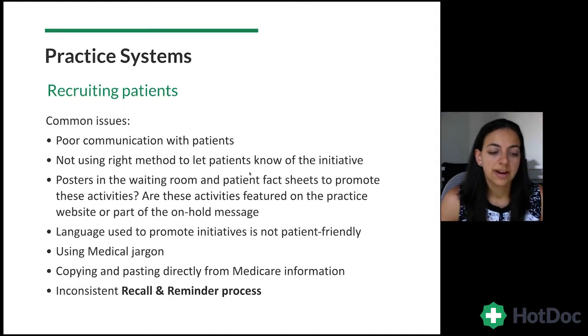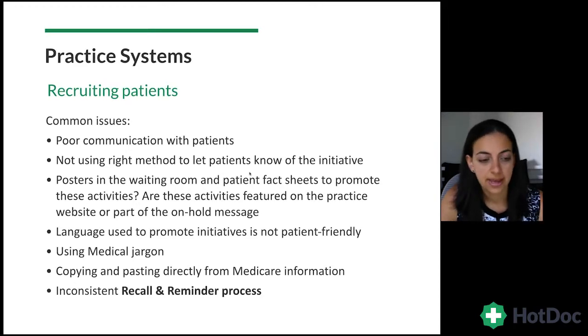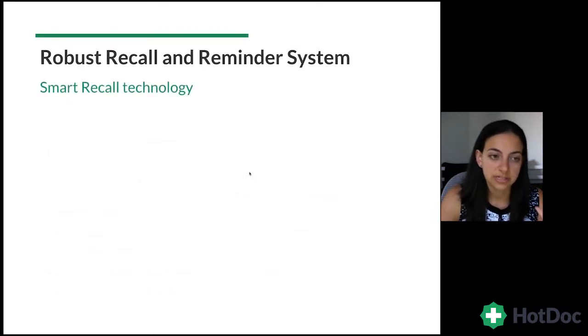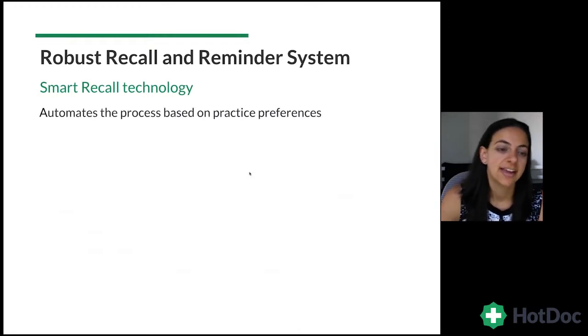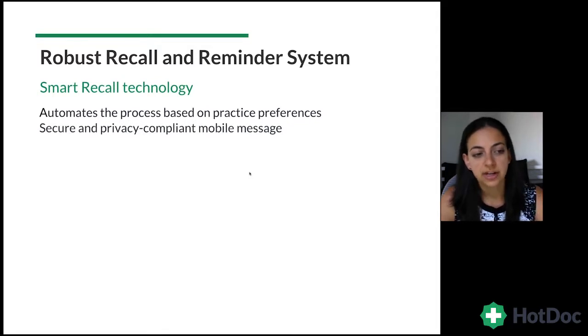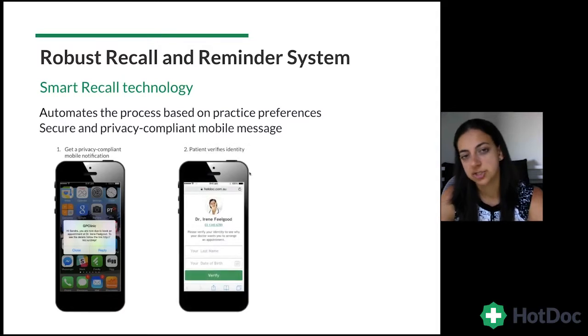And the other issue that we find is inconsistent recall and reminder processes. So making sure that you have a really robust recall and reminder system is quite important. In terms of recall and reminder systems, I'd be remiss if I didn't mention the smart recalls technology that HotDoc has, the purpose of which is to automate the process of recalls and reminders based on the practice preferences. It also includes a secure and privacy compliant mobile message, and this is essentially the process.